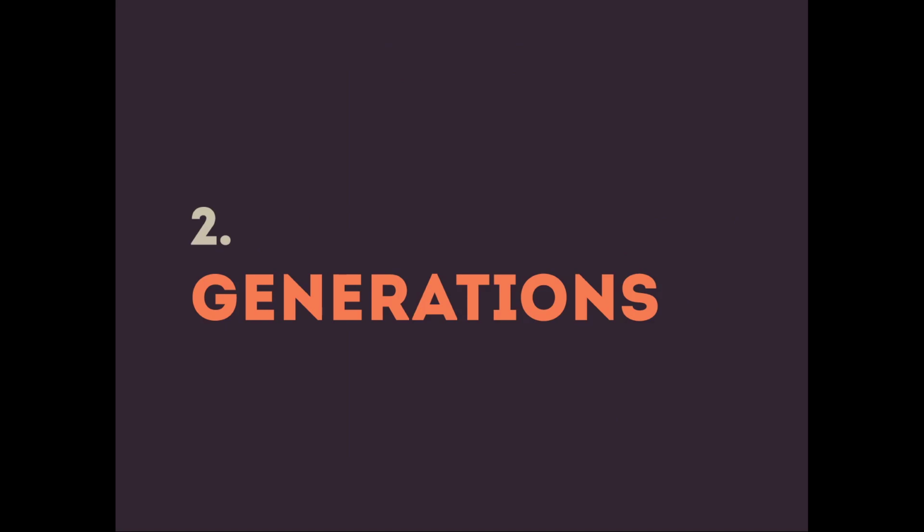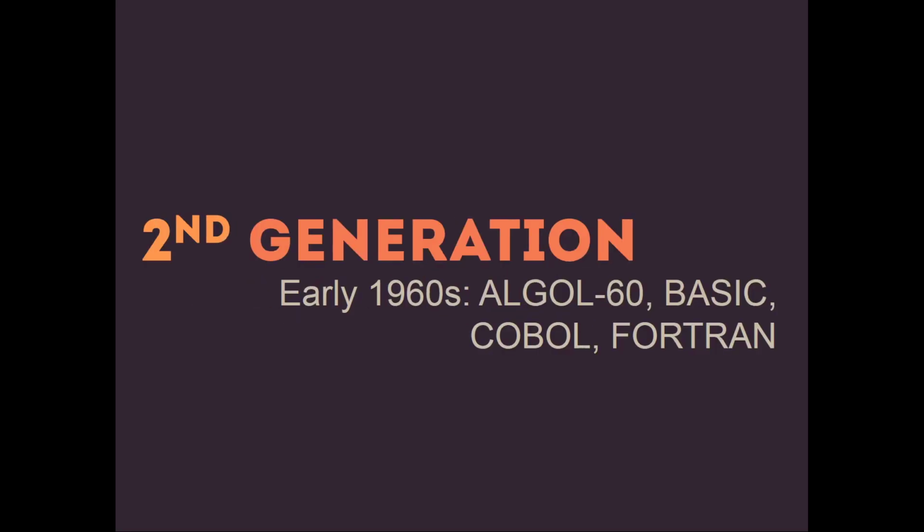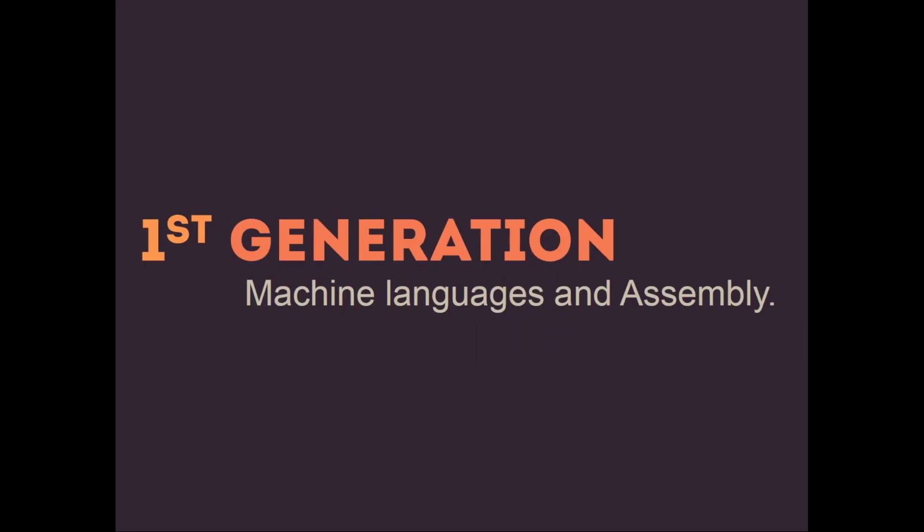The second way to classify is by grouping them via the generation that they were, quote unquote, born. This classification isn't really useful for picking a language, but it's more for history. The first one is obviously the first generation. These were the first languages, machine languages, and assembly.